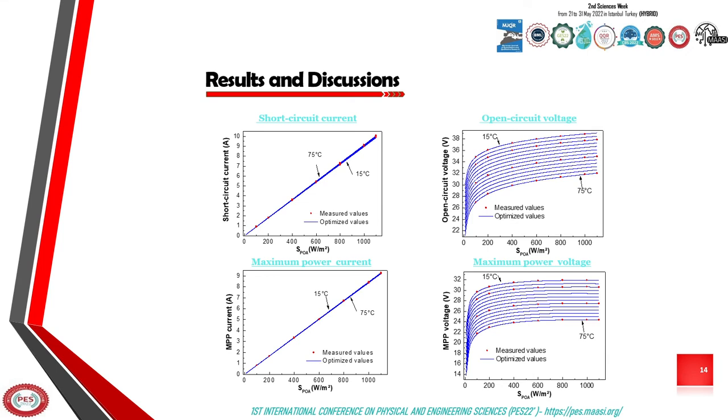As you can see in these figures, we present optimized and experimental values of short circuit current, open circuit voltage, maximum power current, and maximum power voltage with multi-irradiance and multi-temperature, for MBS temperature varying from 15 to 75 degrees Celsius with a step of 5 degrees Celsius. We note that mathematical models give accurate values of PV metrics whatever the values of MBS temperature and POAI irradiance.